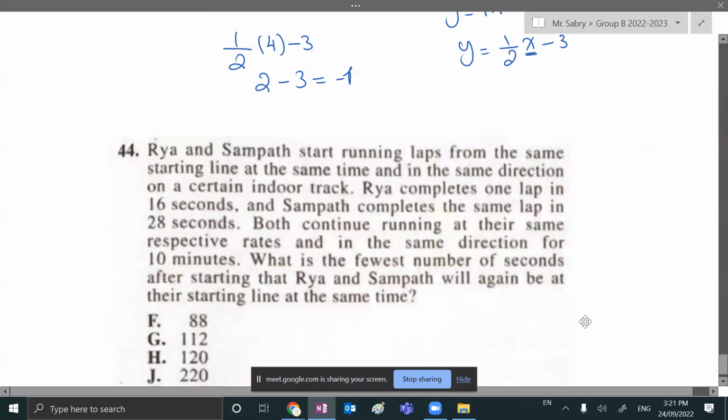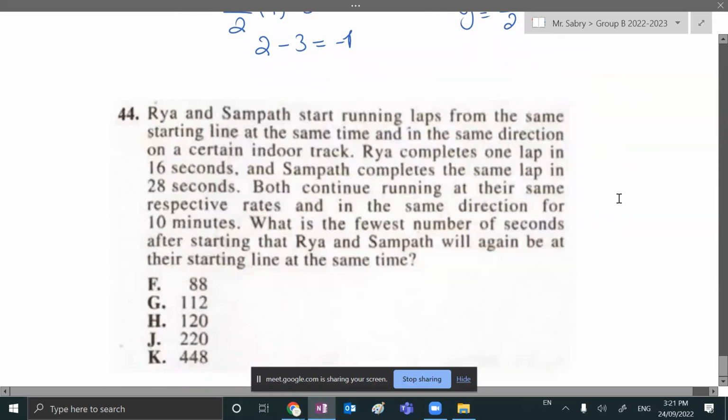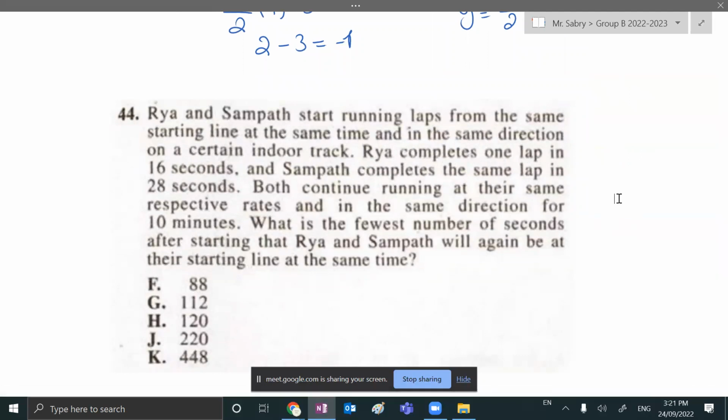Raya and I don't know how they look for these names. Raya and Sampath start running laps from the same starting line at the same time and in the same direction on a certain indoor track. Raya completes one lap in 16 seconds and Sampath completes the same lap in 28 seconds. Both continue running at the same respective rates and in the same directions for 10 minutes. What is the fewest number of seconds after starting that Raya and Sampath will again be at the starting line at the same time?